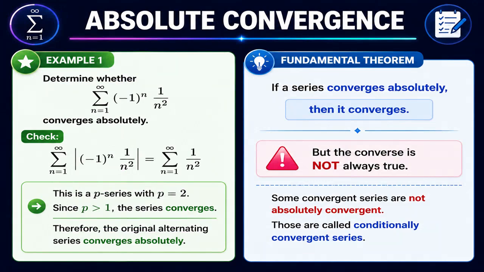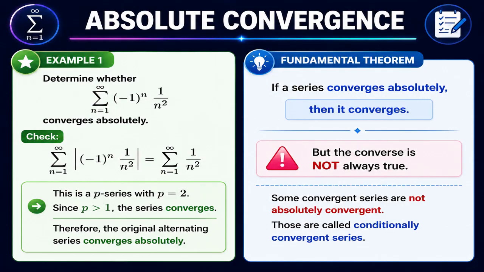Now let us look at an example of absolute convergence. We want to determine whether this alternating series converges absolutely. To do this, we take the absolute value of every term. Then the series becomes the sum of 1 over n squared. This is a p-series with p equal to 2, and because p is greater than 1, the series converges. Therefore, the original alternating series converges absolutely.